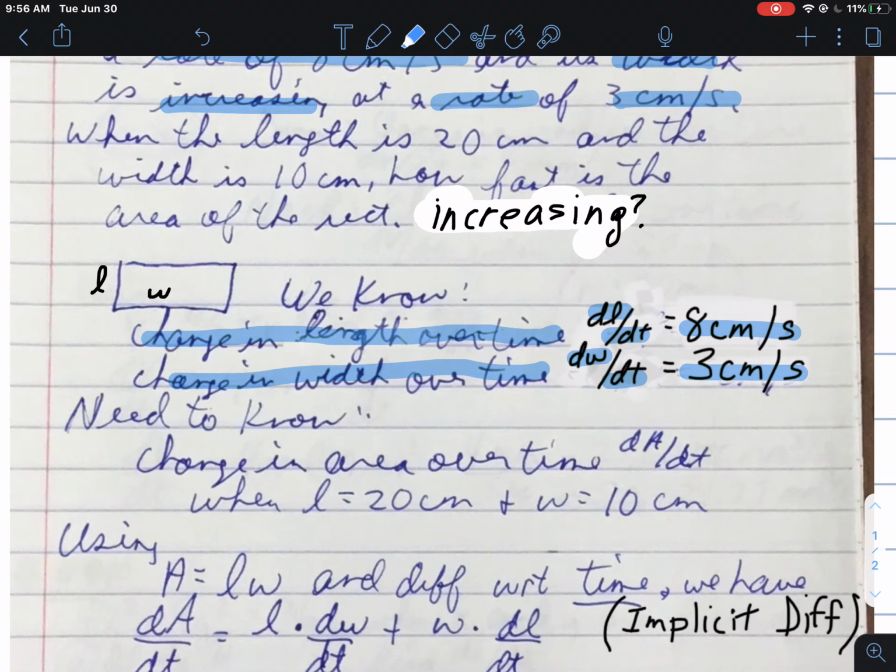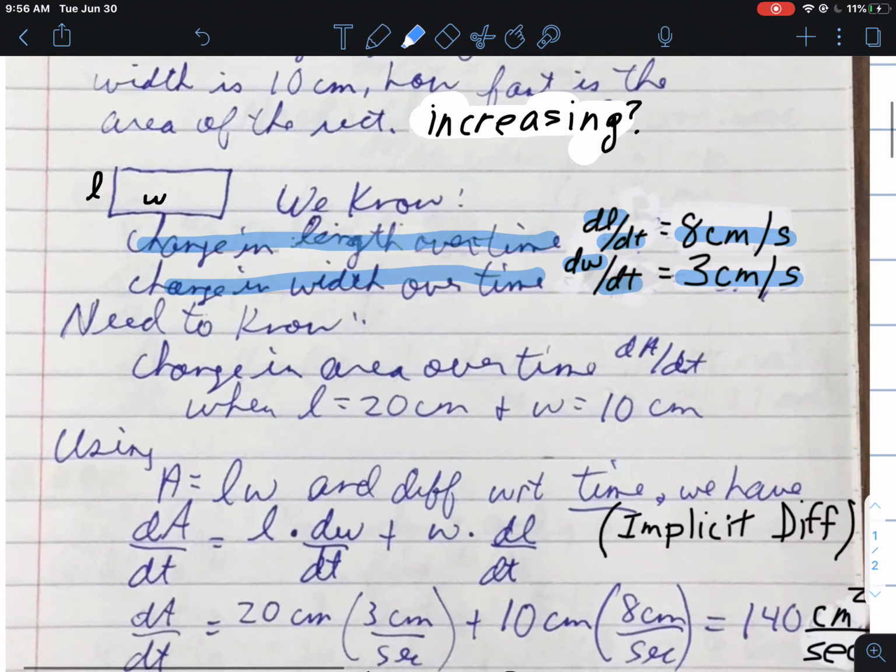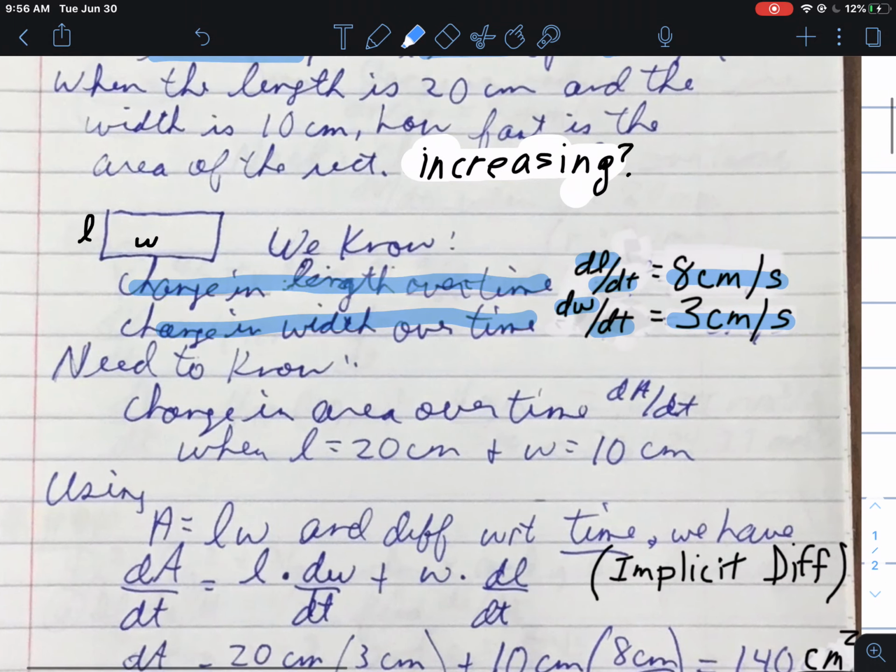So change in length over time, change in width over time, dl dt, dw dt. What is it that we want to know? We're asked to find, well, what's the change in the area over time at a specific point when the length is 20 and the width is 10. So since I'm looking at or finding the change in area over time, similarly, I'm going to call that dA dt. Right? Change in area over time. And then at a specific point when the length is 20 centimeters and the width is 10.